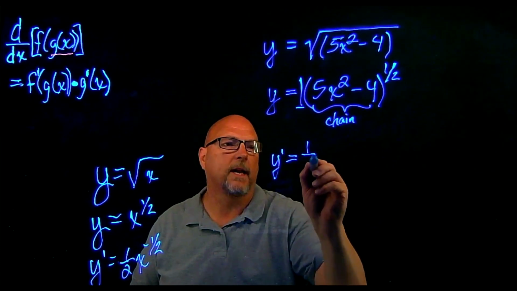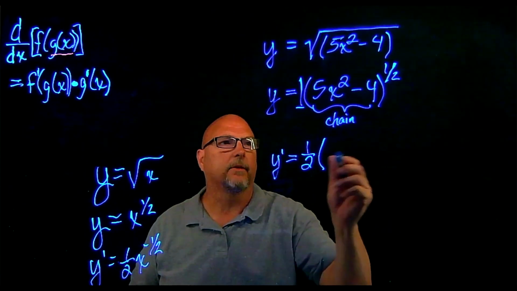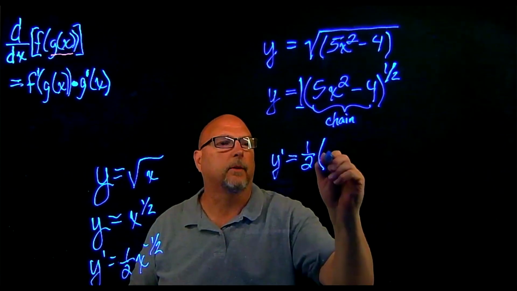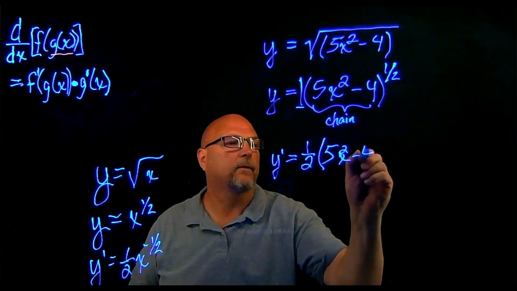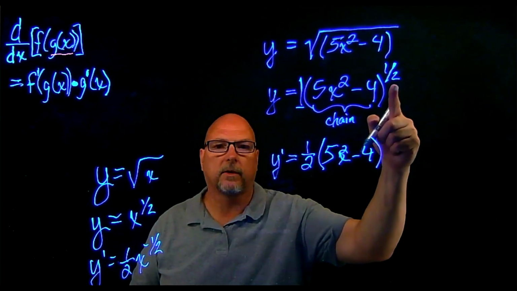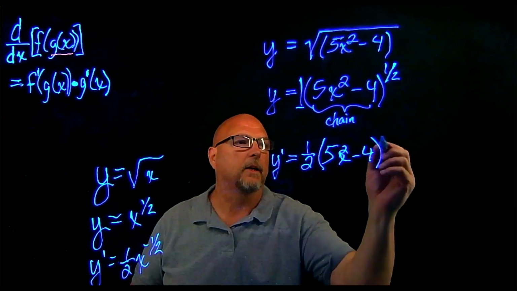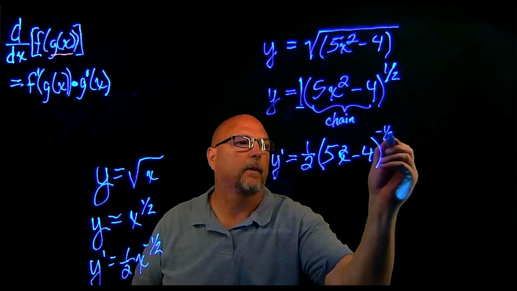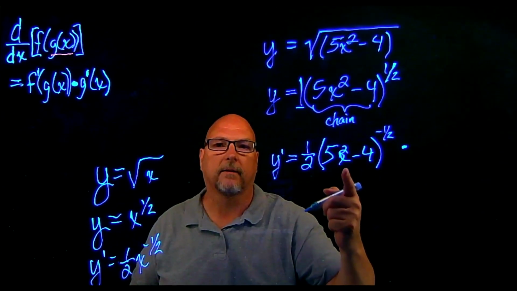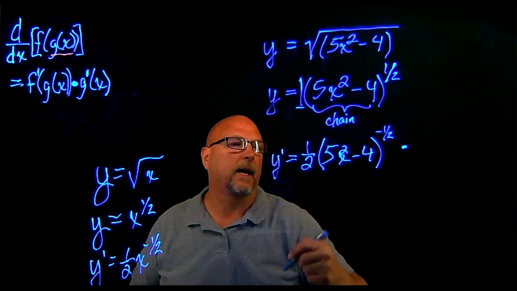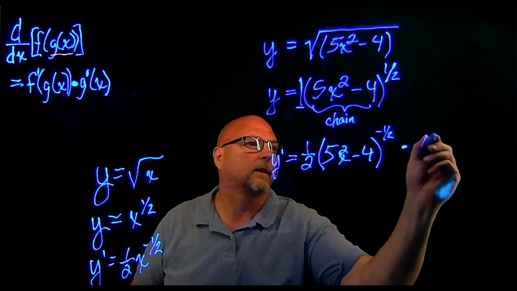times 1 is 1/2. Don't do anything to the chain until after you've modified the exponent. So it's still 5x squared minus 4, but reduce this exponent by 1, so it goes from 1/2 to negative 1/2. Then we're going to take the derivative of the chain right here, 5x squared minus 4. So that is just 10x.